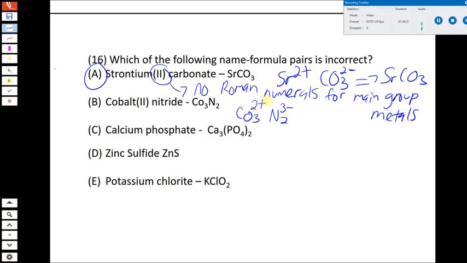+2 to balance the charge. The 3 +2s and 2 -3s cancel out. And so that is the correct formula and the correct name. Cobalt with a 2+ charge, the right ratio to balance that charge, everything matches up.